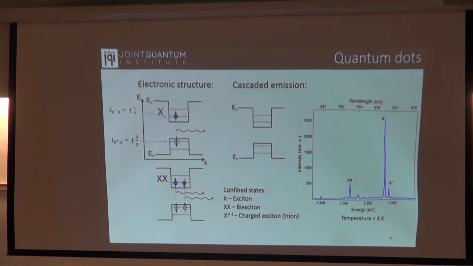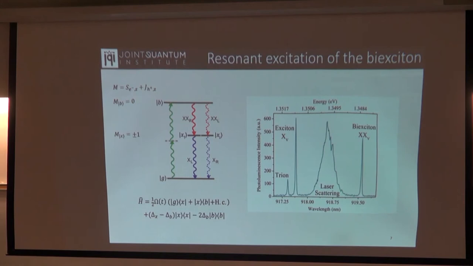And to get the bi-exciton state, we could either just flood the system with electrons by electrical pumping, or shine a laser on it with a very high energy. But we can also do resonant pumping. It has several advantages, which I come to later.